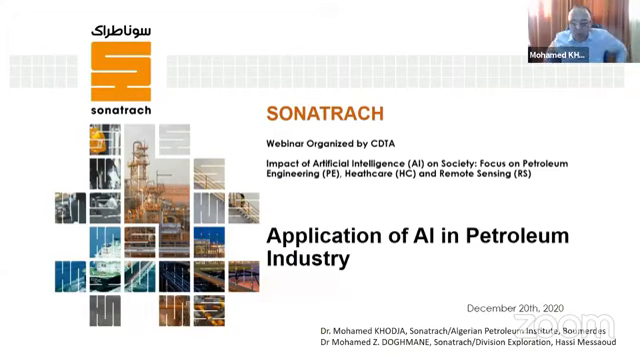And they give you some examples of the bigger or major oil companies working to develop AI and some numerical tools in the oil and gas activity.